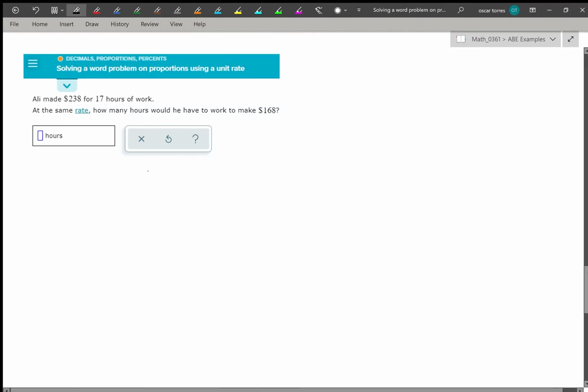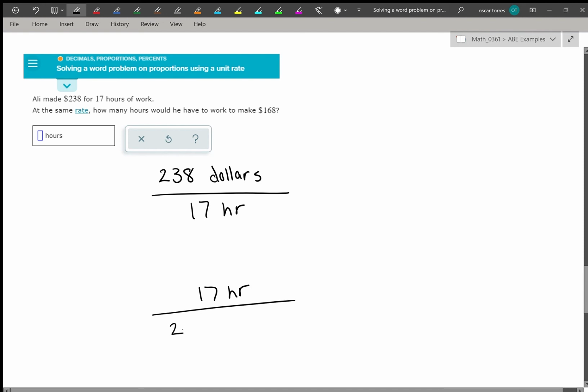For this last example, we have 238, and even though it originally has a dollar sign written to the left, I'm going to write the words dollars because it's a little easier to work with. So we have $238 for 17 hours of work. So our proportion that we would end up using is either this proportion or this other proportion where the units are flipped. So $238 would go at the bottom.